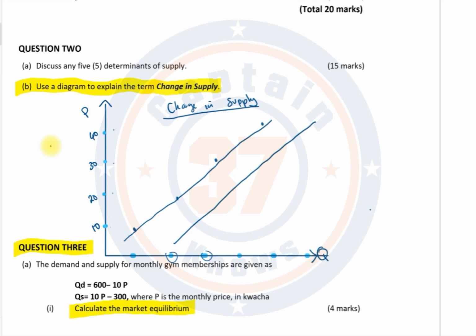There is no harm in writing very brief notes, because take note that this particular question is only 5 marks. So you do not write much. Ideally, you use a diagram. So I have drawn for you a diagram to explain change in supply, and this is how you had to attempt this question.